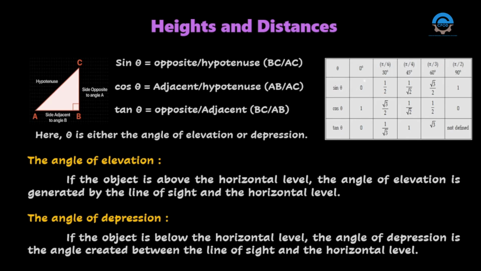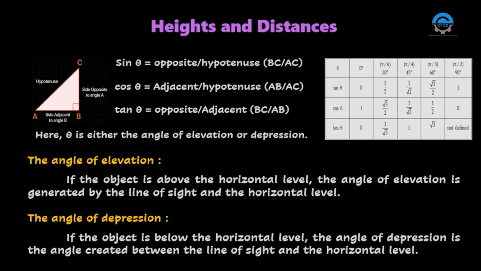So the value for sin 0 degree is 0, 30 degrees 1 by 2, 45 degrees 1 by root 2, 60 degrees root 3 by 2, and sin 90 is 1. And cos theta is just the reverse of sin theta, from 1, root 3 by 2, 1 by root 2, 1 by 2 and 0.